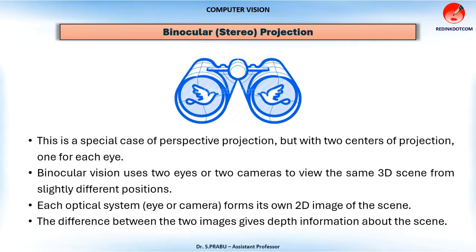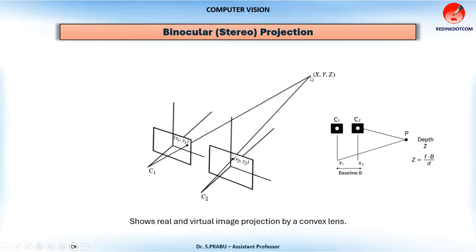The next topic is binocular or stereo projection. Just like our two eyes, we can use two cameras to view a 3D scene from slightly different positions. Each camera forms its own 2D image. And because they see the world from slightly different angles, the same object can appear slightly shifted between these two images. That tiny shift is called disparity. It is denoted as D.